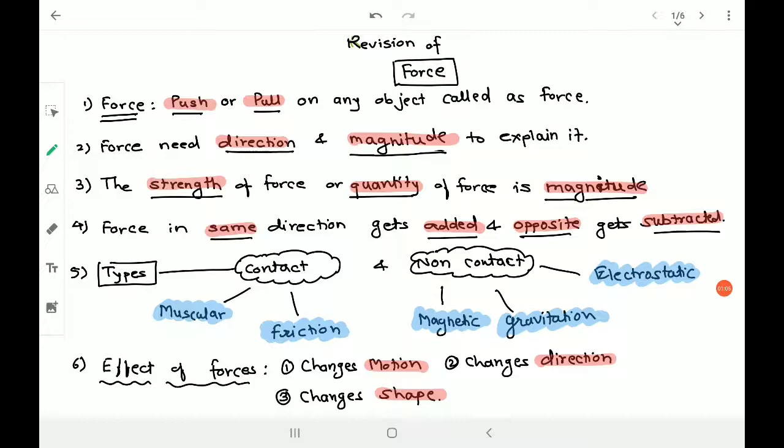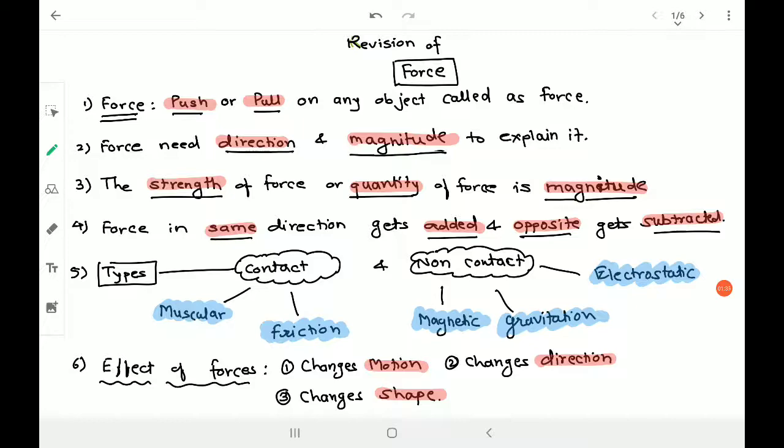Muscular force and frictional force are called contact forces. Magnetic force, gravitational force or electrostatic force are non-contact forces. For gravitation, you can give easy examples. Magnetic force also has many examples. Electrostatic force: if you rub a comb on your hair, it attracts pieces of paper. Even thunder is electrostatic force, as we saw yesterday.